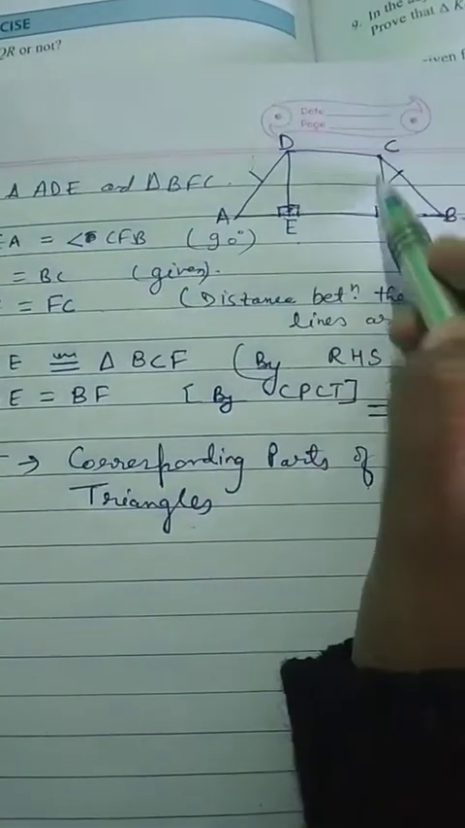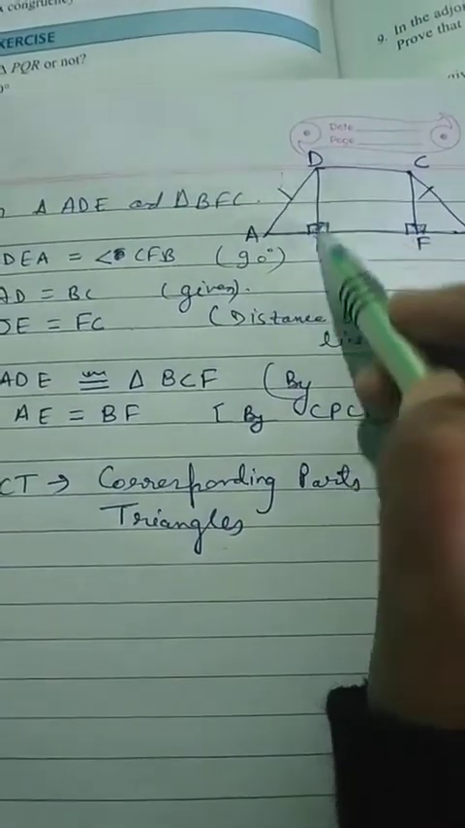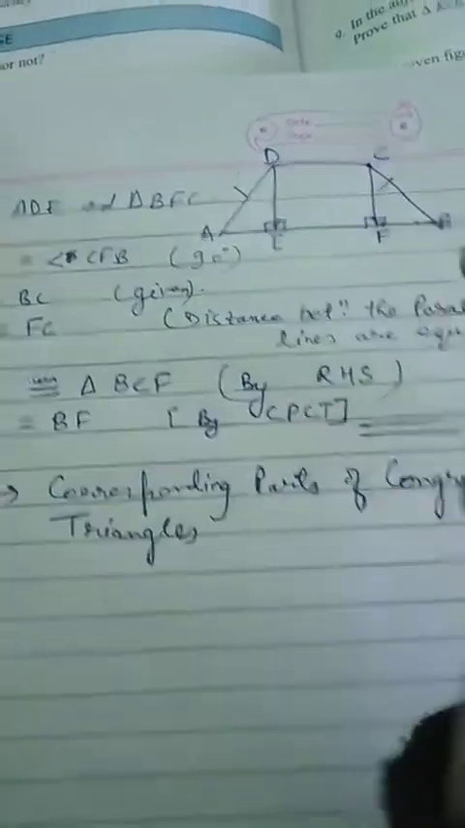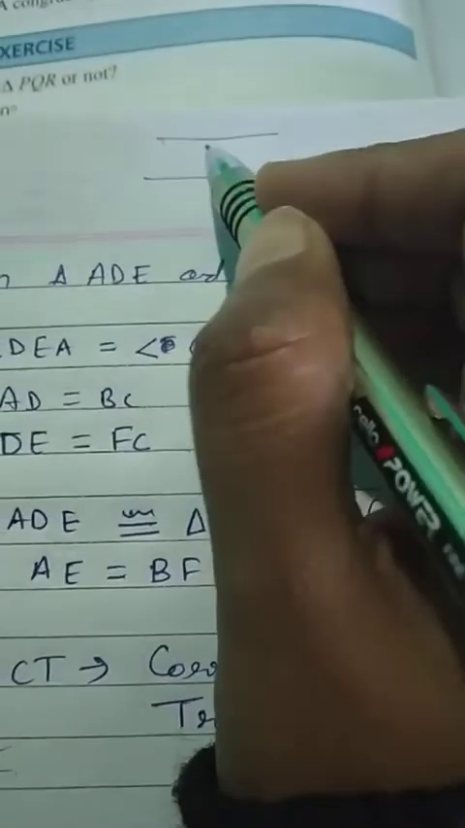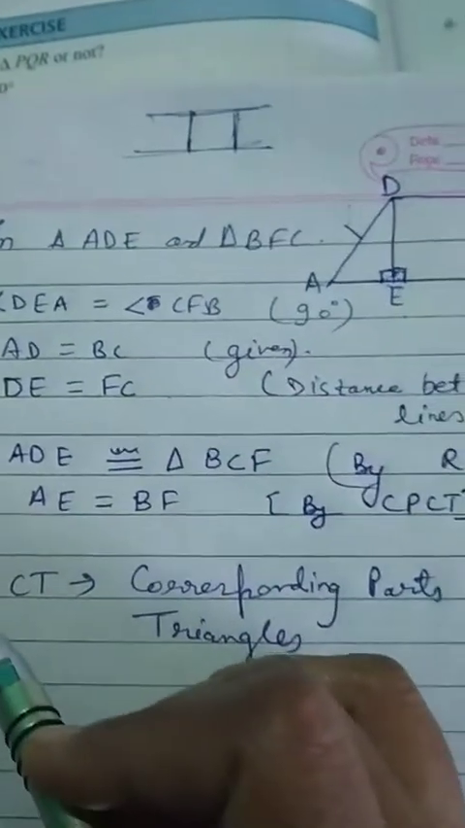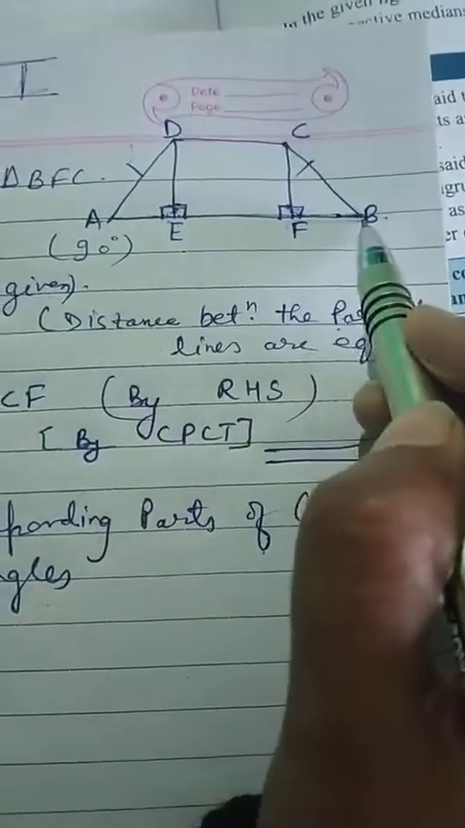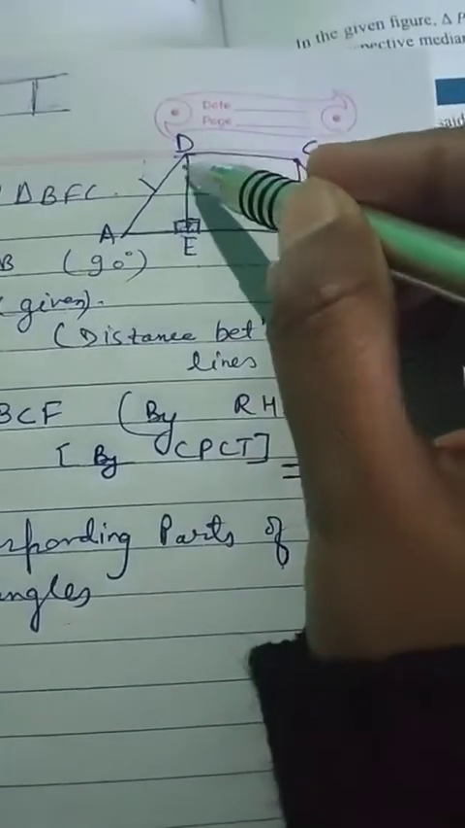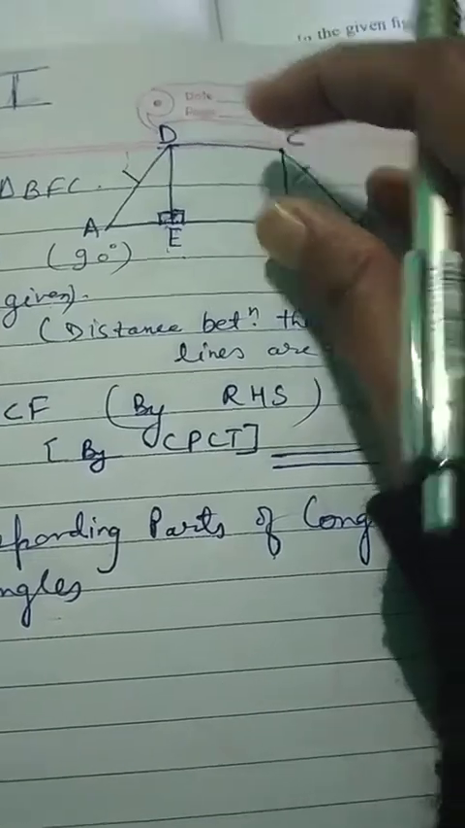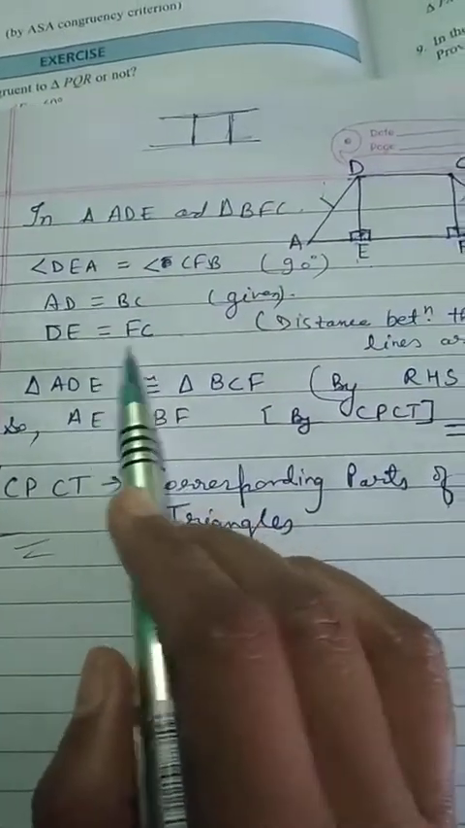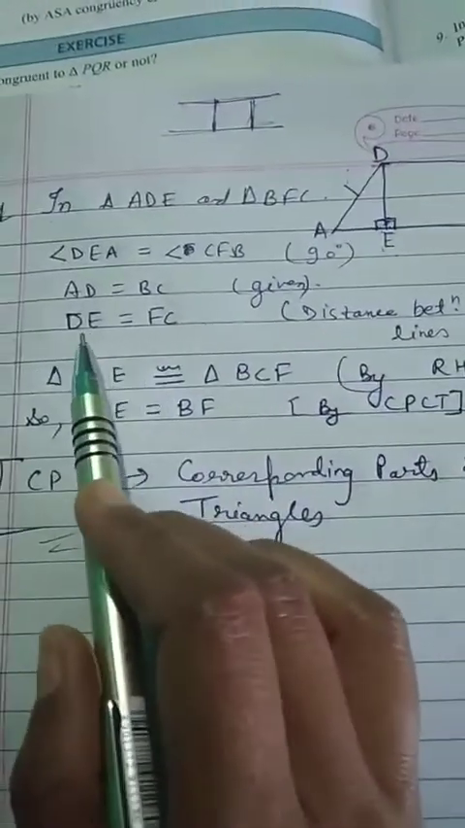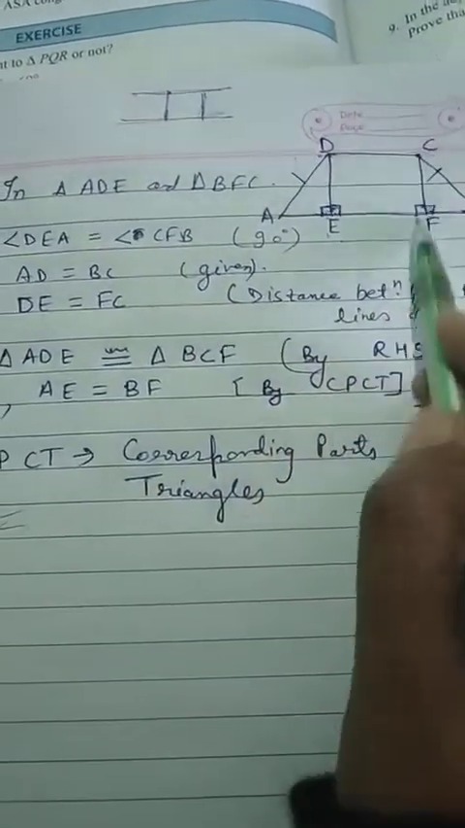Why are these two sides equal? It is not given in the question, but why have I taken DE equal to FC? Because the distance between any parallel lines is always equal. Okay. So here it is given that this line is parallel to this. So this is the distance between the parallel lines. This is also the distance between the parallel lines. Both will be equal. So for this reason you will write distance between the parallel lines is equal. So I have written DE is equal to FC.